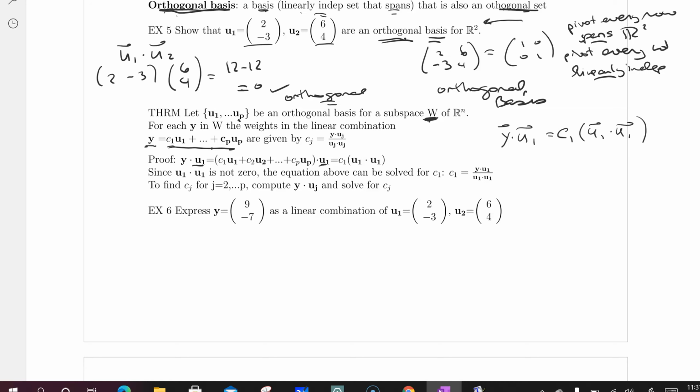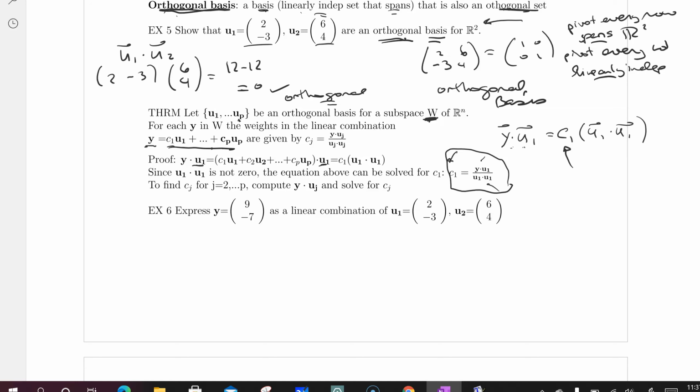Okay, so what I want to do is solve for this C1. I want to find out what this constant is. Solving for that C, I have Y dot U1 in the numerator, and then U1 dot U1 in the denominator. So that's what my constant is. Just taking this true fact and dotting both sides by U1, I get this. So this pattern here is one you need to memorize.